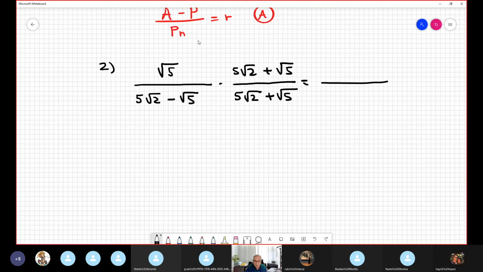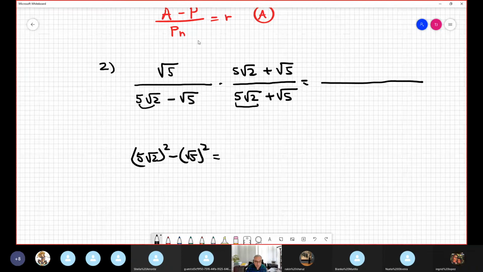Let's do the easy part, the bottom part. The bottom part is this square minus this square. Entonces, like 5 radical 2 squared minus radical 5 squared. Something like that, no? This is 25 times 2, since 5 squared is 25 and the square root of 2 squared is 2, is 50, minus 5. Entonces, 50 minus 5, which is 45, no?